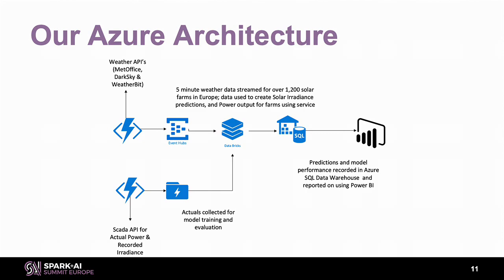So all of this weather data is pushed onto an event hub, which is similar to Kafka, and it's then fed into Azure Databricks using structured streaming. The results of that are fed into a data warehouse, and then we can present it back to either ourselves internally or to customers using Power BI or anybody else that's interested. The bottom half of the diagram is all around the data collection from the solar farm.